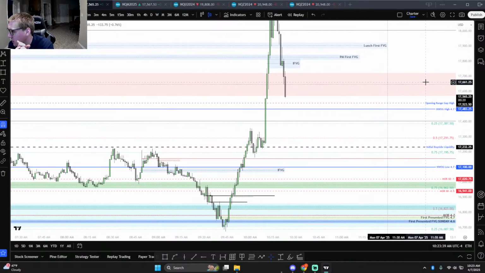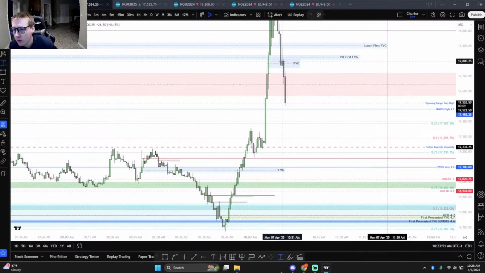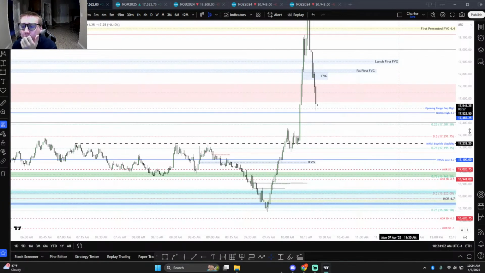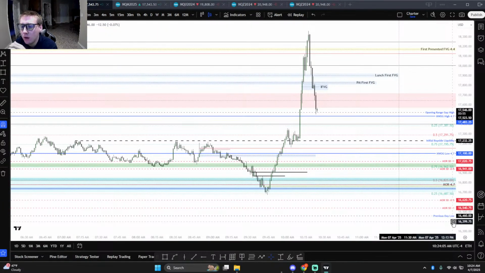We're just at the largest casino in the world today. Get my little 250 points right there and just get out. Notice we're at opening range gap high right here.